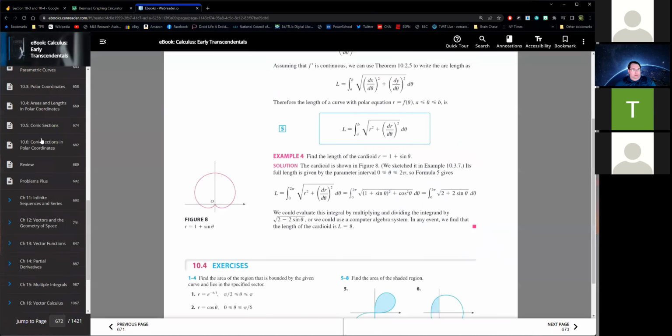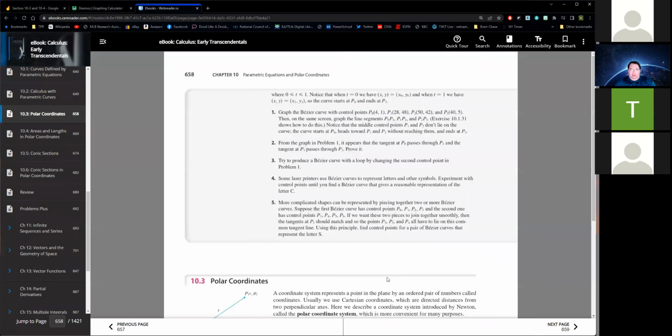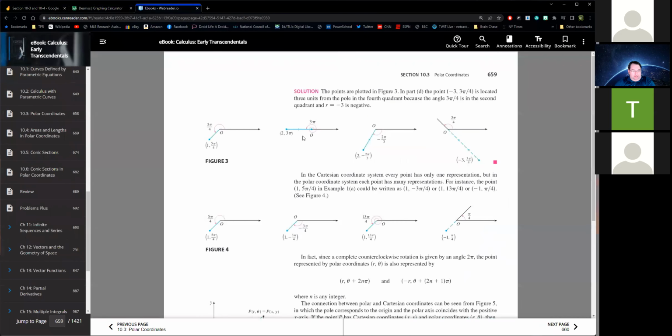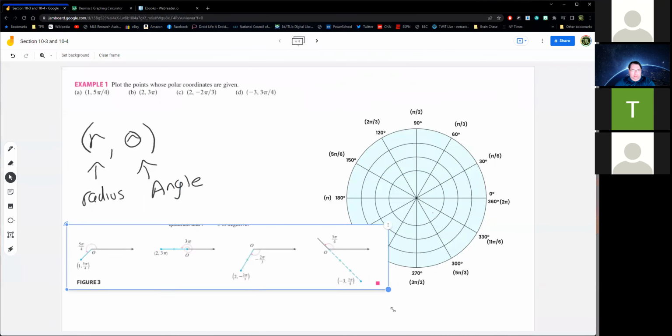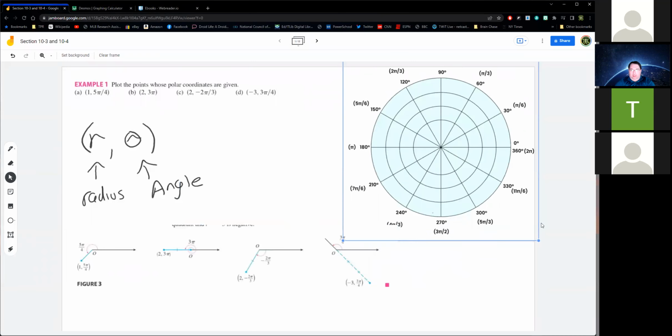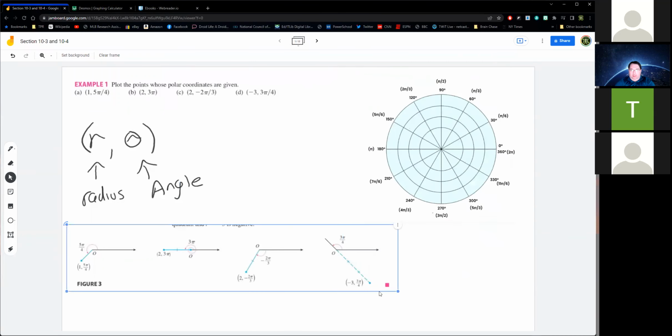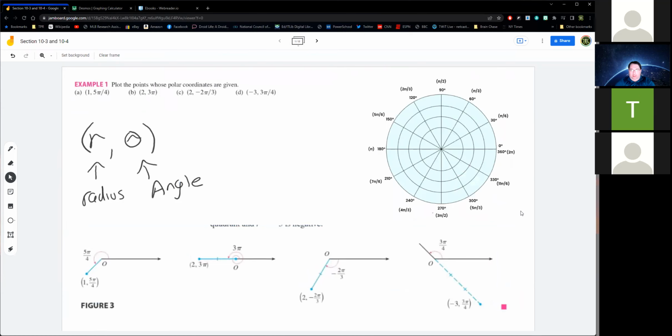I'm going to put these up, since I'll post these notes afterwards. See what they look like. So those are just the same representations. They just didn't do them on a coordinate or a polar coordinate graph.